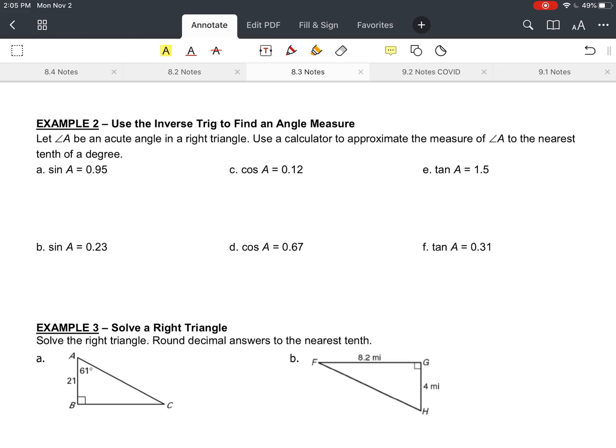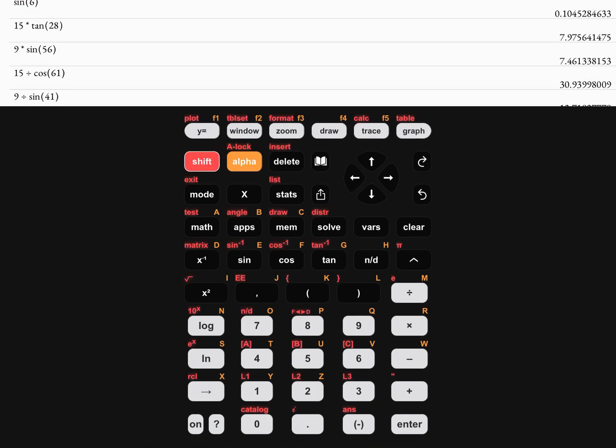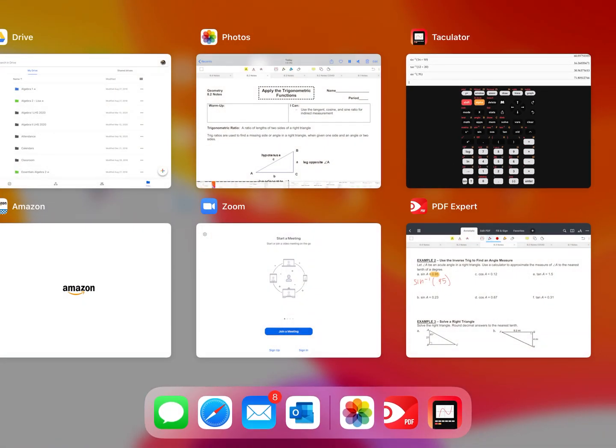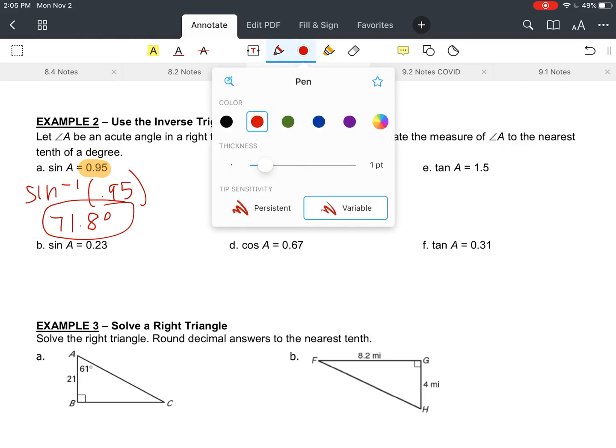Example 2 is quite nice because now all you have to do is, using a calculator, find the measure of angle A to the nearest tenth of a degree. We're used to normally seeing side ratios written as ratios, as in fractions, but here they're written as a decimal. But it's no different of a process. I'm just going to do the sine inverse of 0.95 and put that in the calculator in order to find angle A. So I can press shift sine to get the sine inverse, 0.95, and I'm going to get 71.8 degrees.